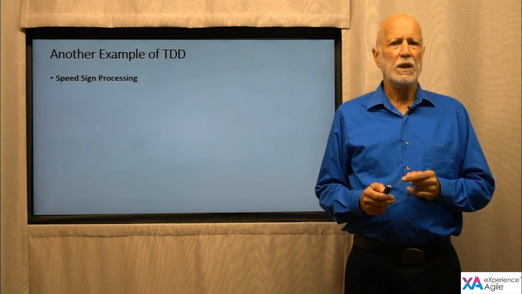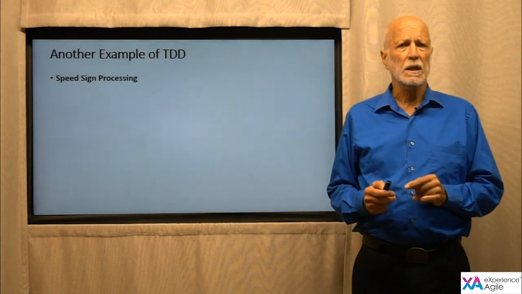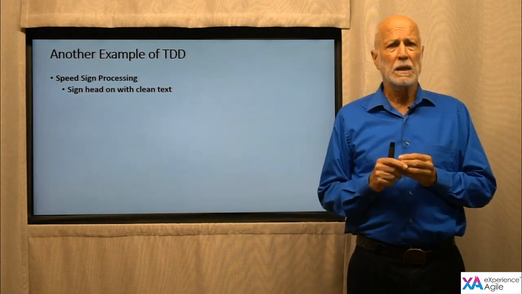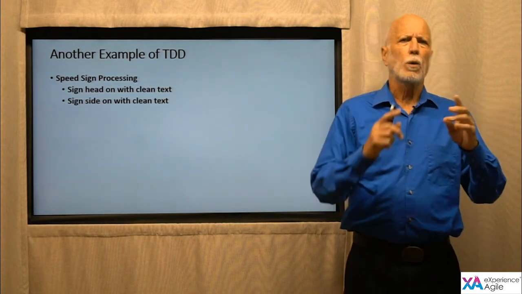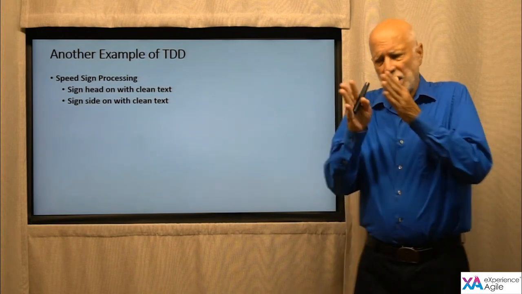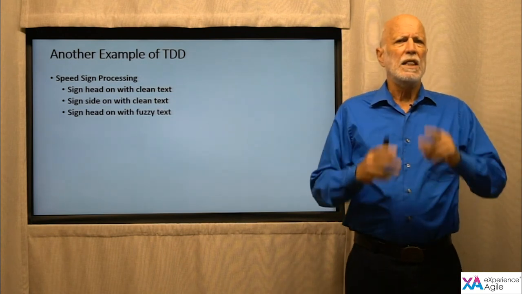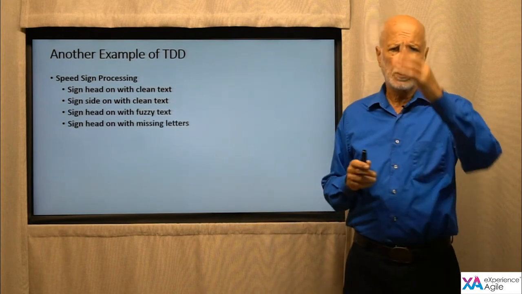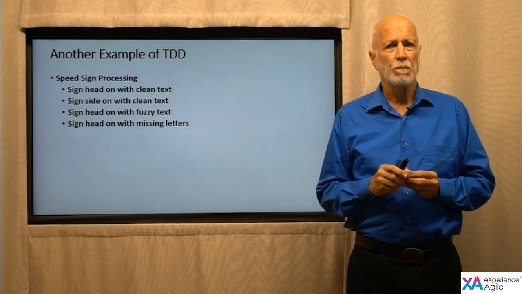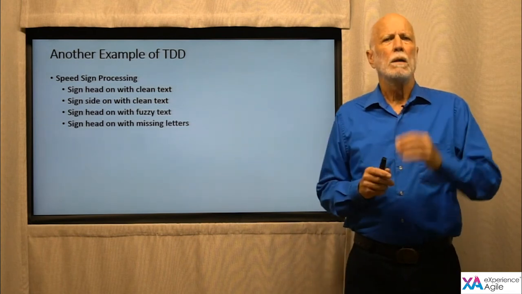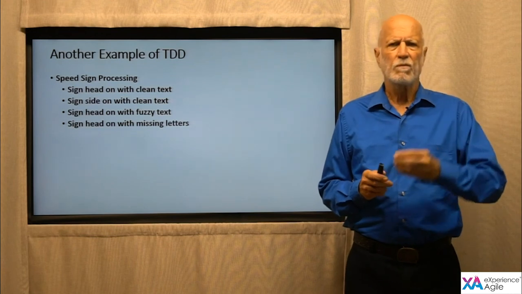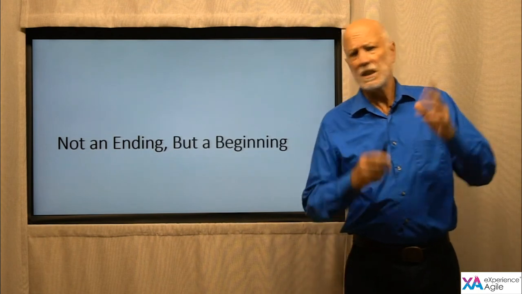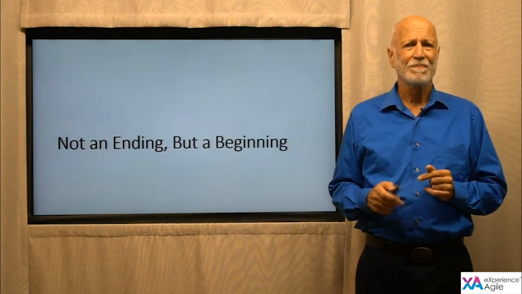Let me just give one more example here, the speed sign processing. Maybe we have a sign head-on with clean text, and we try and pass that. And now we try recognizing a sign that's being looked at side on, and then maybe one that has fuzzy text, or maybe one that's missing letters or has holes in the sign or something like that. So we slowly develop our implementation for that speed sign processing. So this is not an ending, but a beginning.